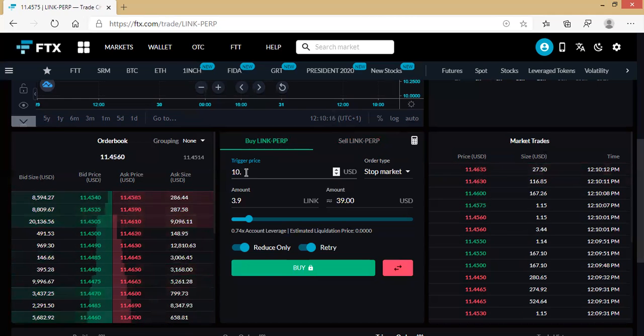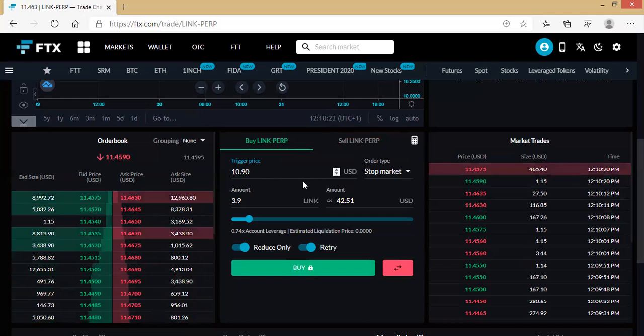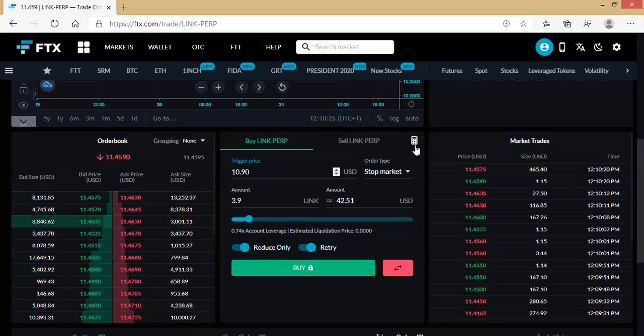Let's put it that way, 10.9. Okay, so what it means is that if the price eventually gets to 10.90, it will take you out of the market. And another good thing about this is that it helps you to lock your profit.